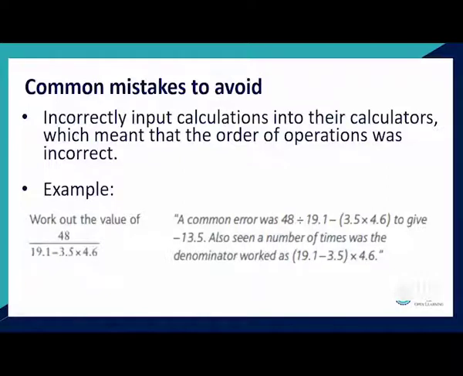You are given 48 divided by this expression, 19.1 minus 3.5 times 4.6. Now you will find people will just take their calculator and start dividing. 48, they divide by 19.1, then they continue to do the other operations, 3.5 times 4.6. This will give you an incorrect answer.